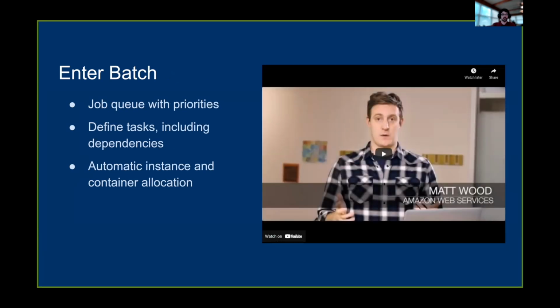So what we wound up using was based off of a recommendation from a friend. What I looked into is something called AWS Batch, which is a service which provides you a job. You can set up job queues with priorities for your tasks, and you can define your tasks, including the dependencies, and it will automatically instantiate and allocate the containers. And there's fewer restrictions on the amount of resources used as well.